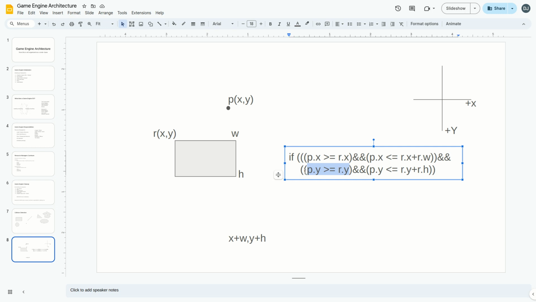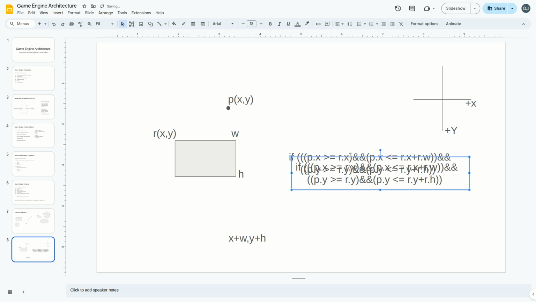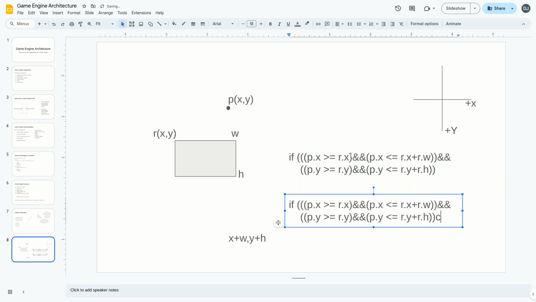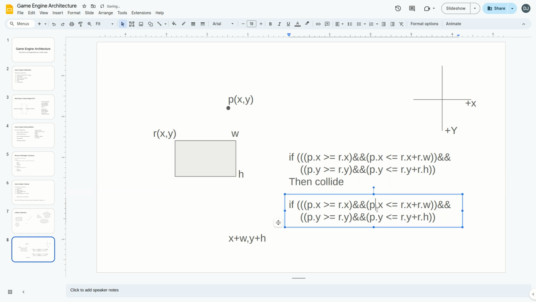All right, so let me now write this as the negative. So now I can do if x, then collide. Let's write this instead as a less than, and that's now an or, and this is a greater than. And then this also becomes an or.